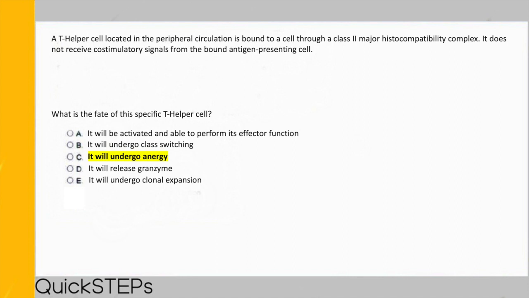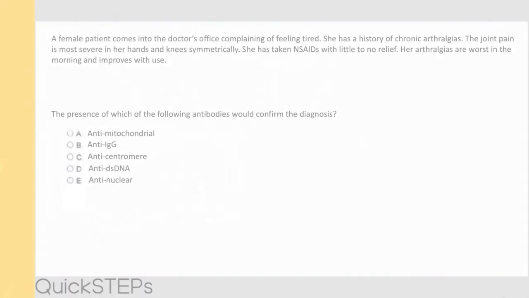Great job on that one. That was a little bit more of just a pure memorization thing, but I'm glad we were able to explore some of the test-taking skills. Let's move on to the next question.